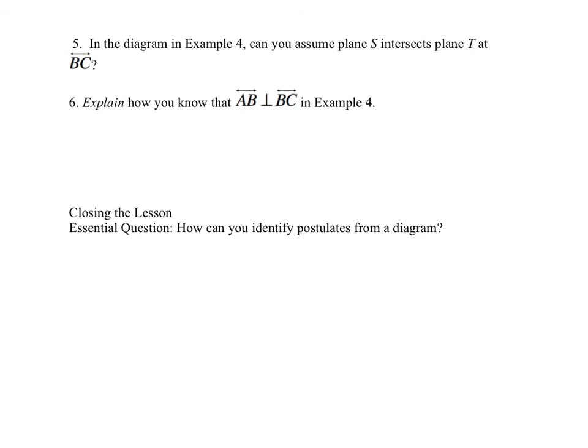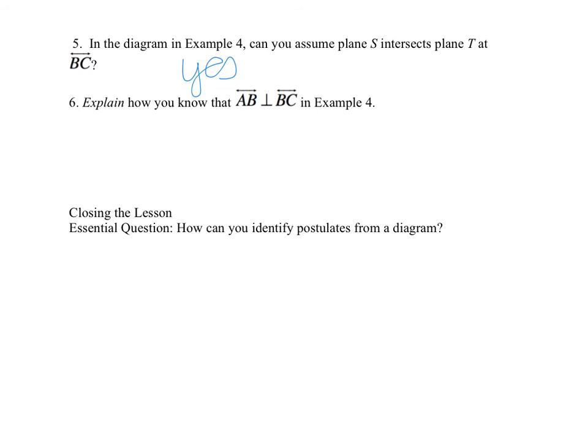And then it says, in the diagram in example 4, can you assume plane S intersects plane T at BC? Explain how you know that AB is perpendicular to BC in example 4. So go ahead and try those. In example 4 of the 2 planes S and T, can you assume that plane S intersects plane T at line BC? Yes, you can. It's drawn that way. You can see the intersection. So we'll write yes here.